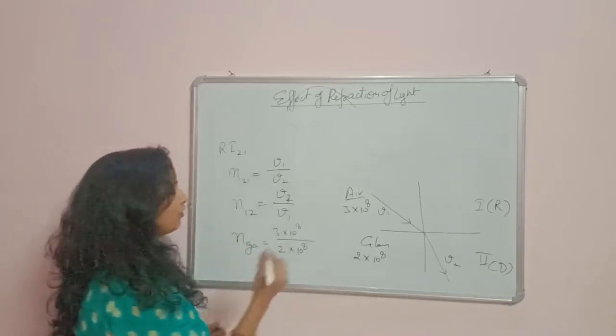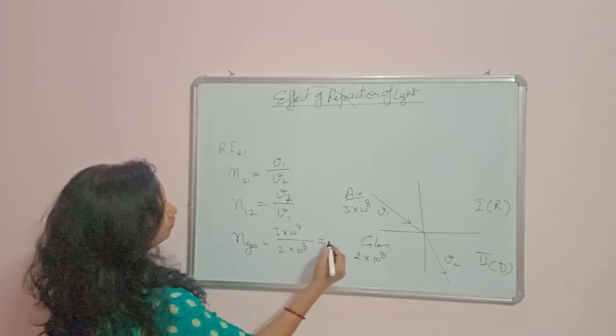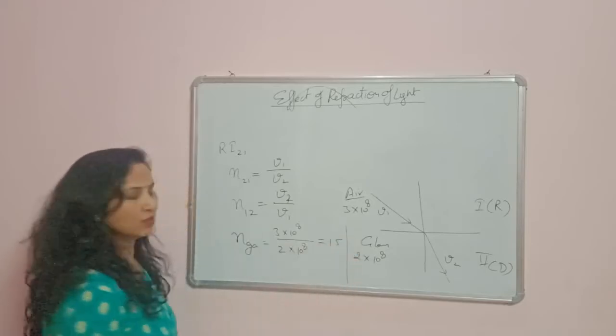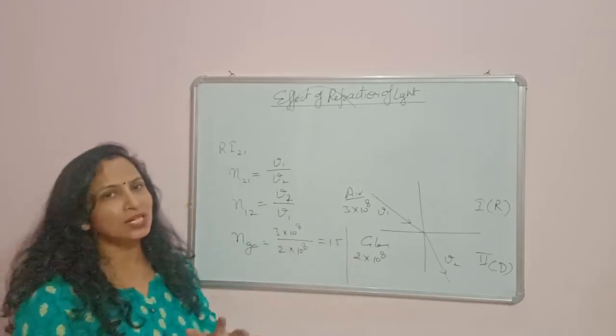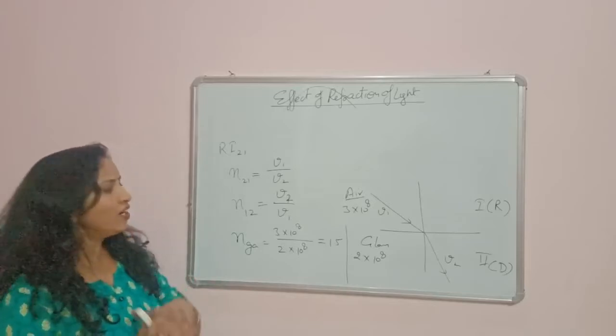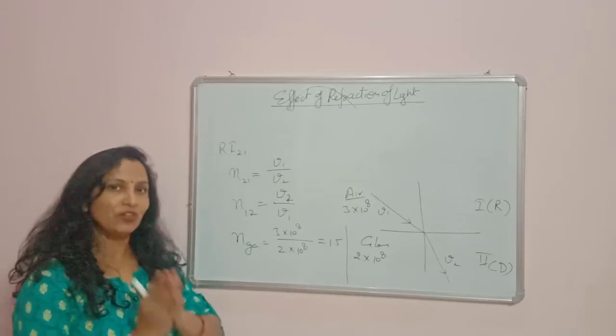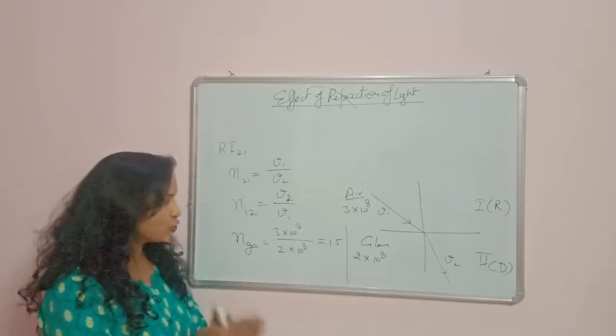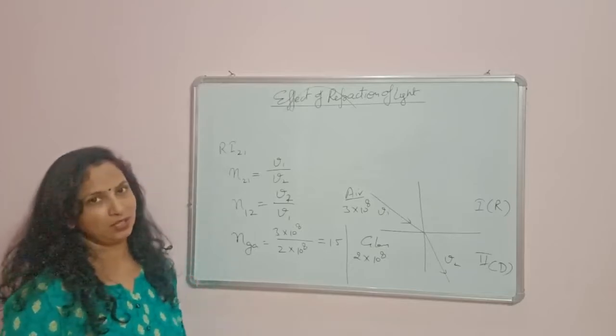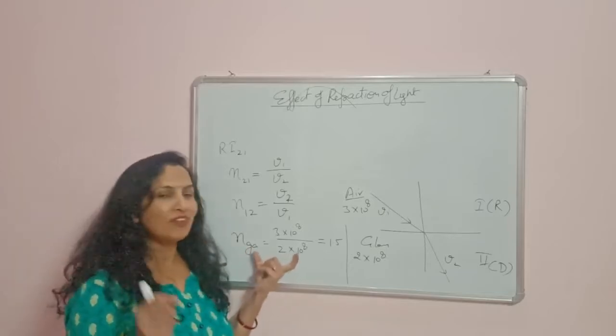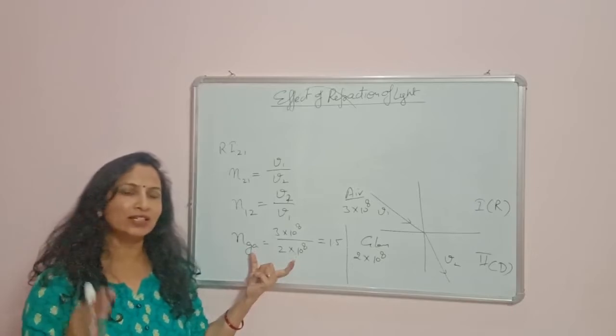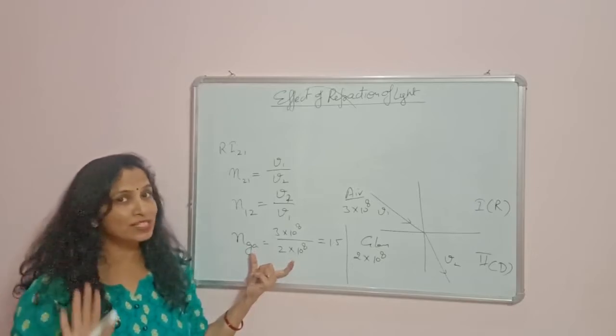So what will be the refractive index now? It will be 1.5. So it's very simple to understand that. If we are going to find the refractive index of a denser medium, it should always be greater than 1, because we are finding the refractive index of a denser medium and we know that the speed of light in a denser medium is always less.